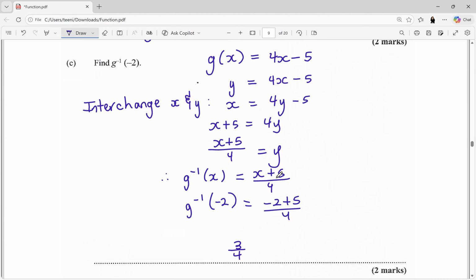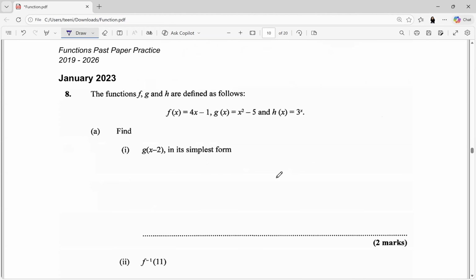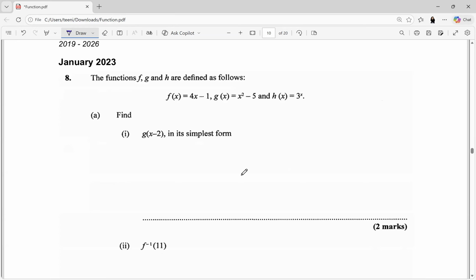How do you make it work for that 2 marks? All right, let's look at number 8.